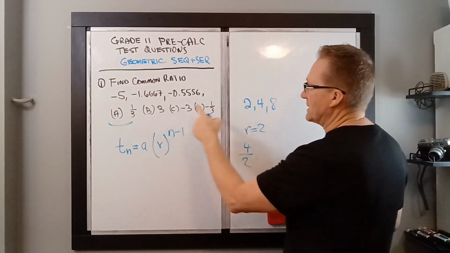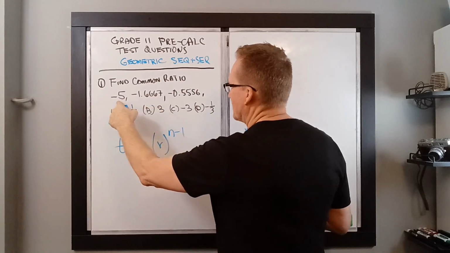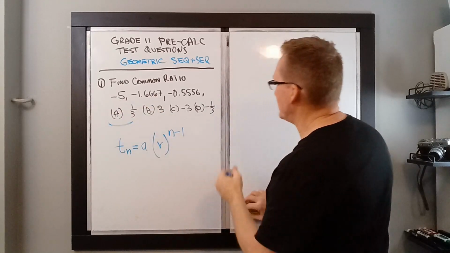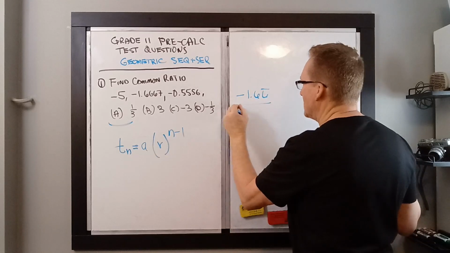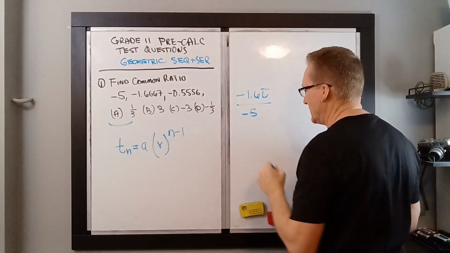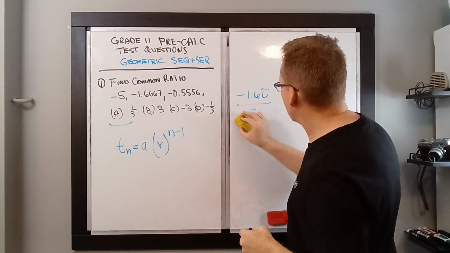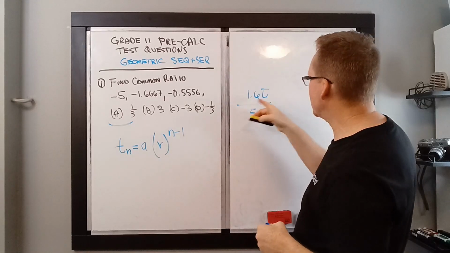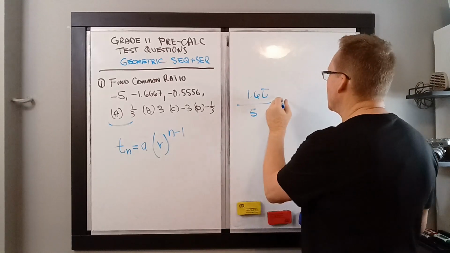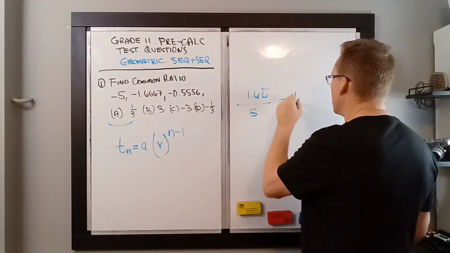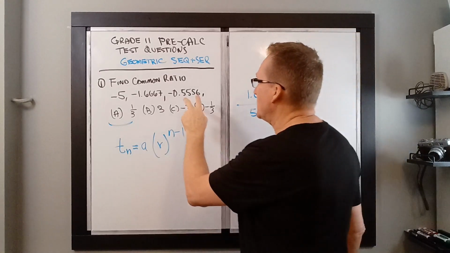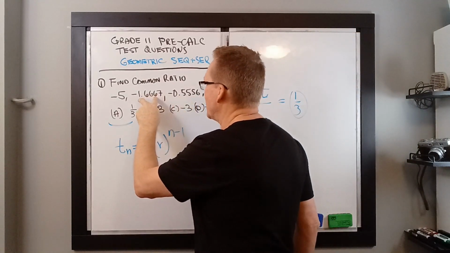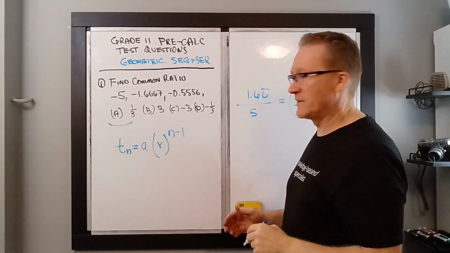So in this case, let's take the second number divided by the first: minus 1.66 repeating all over minus 5. Well, the minus sign is going to go; we don't need that. If you do this calculation, you're going to find that this is equal to 1/3. You're going to need the repeating decimals to get exactly 1/3. And you can do the same with this. This one over this one is going to give you 1/3 as well.